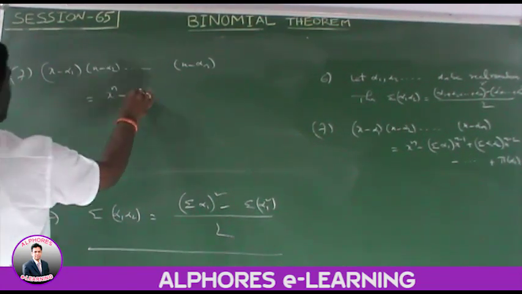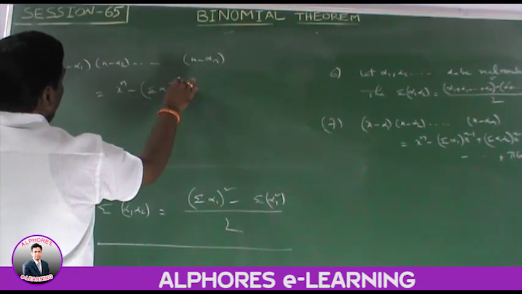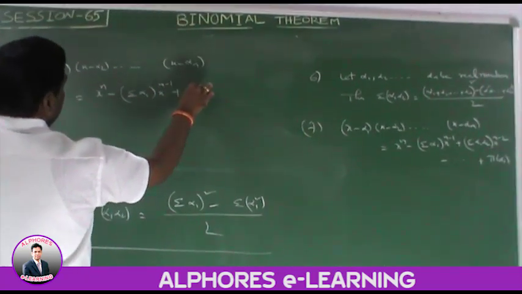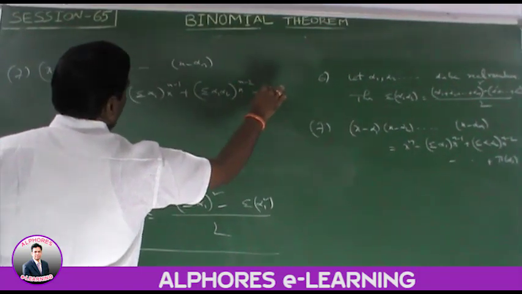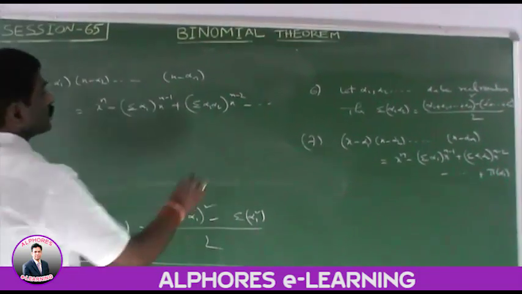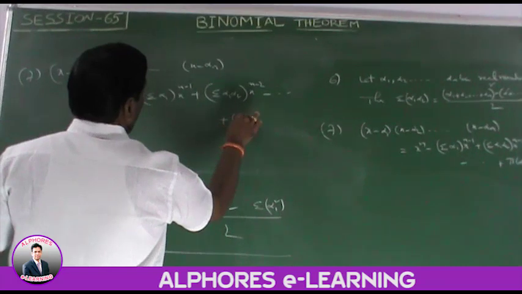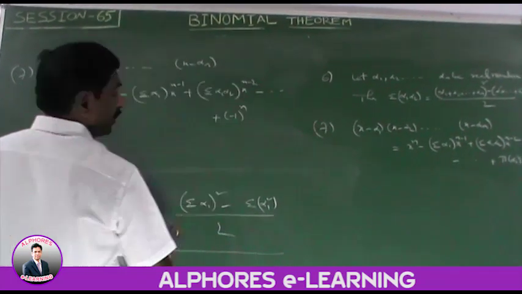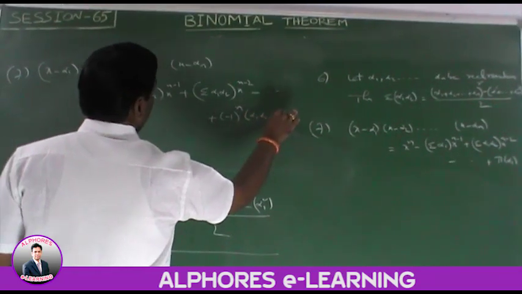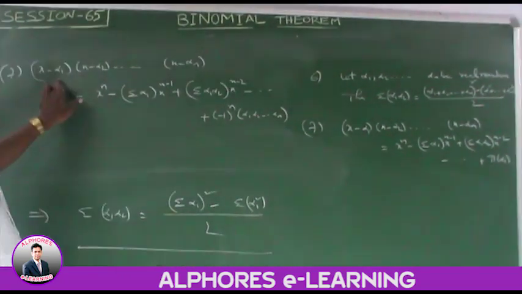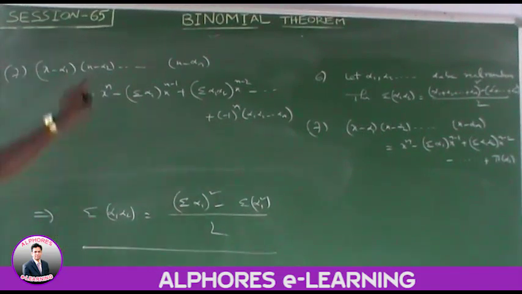That means sigma alpha 1 into x power n minus 1, plus sigma alpha 1 alpha 2 into x power n minus 2; we get alternating plus and minus signs. So on. What is the last term? Plus or minus, (minus 1) whole power n, into alpha 1 into alpha 2 into so on alpha n. It is the expansion, the polynomial equation.